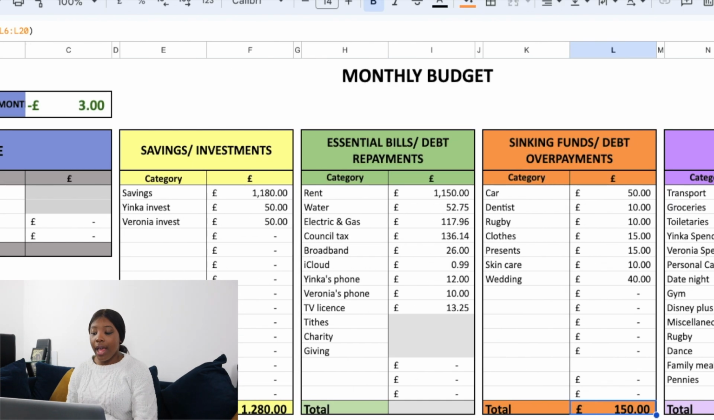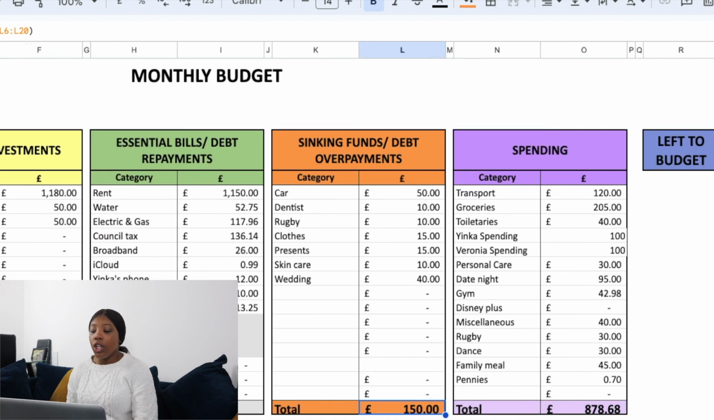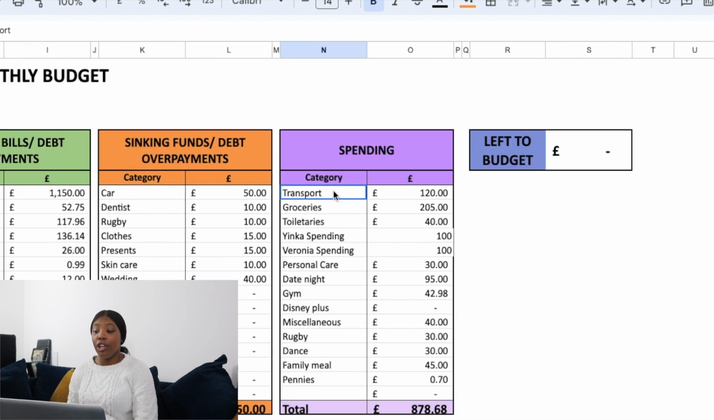Now let's have a look at our general spending. So for transport, I have left this as 120. Although we did go over last month, obviously we didn't realize we would be going on public transport that much. So I don't anticipate that we will be doing the same thing for this month. So I've left it as 120. Obviously, if we then end up going over again, I will probably change that next month. But let's see what happens with transport.